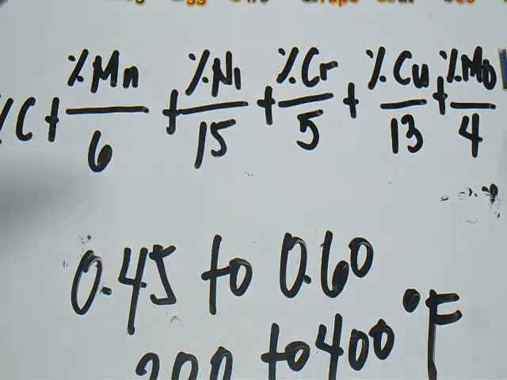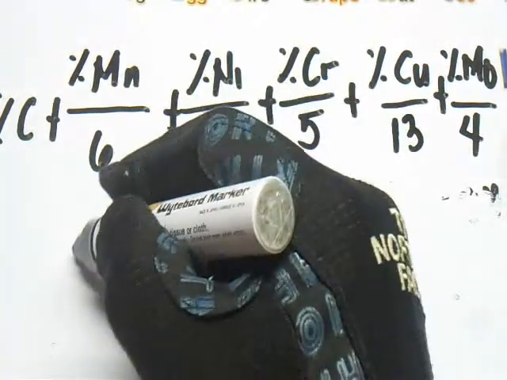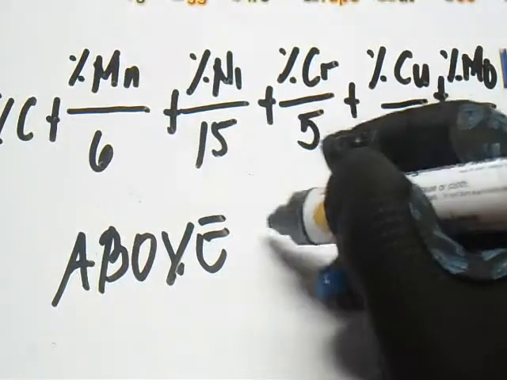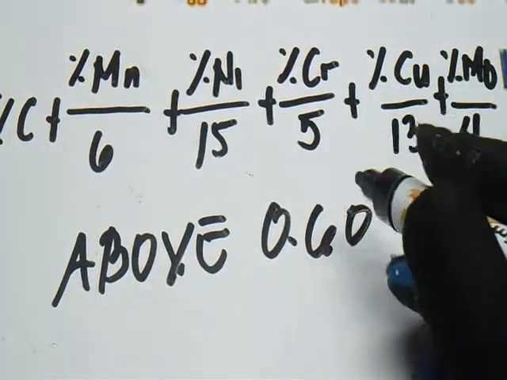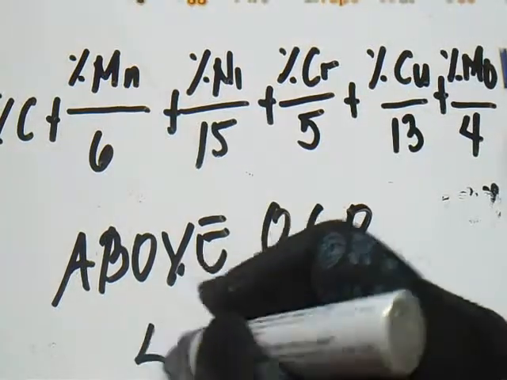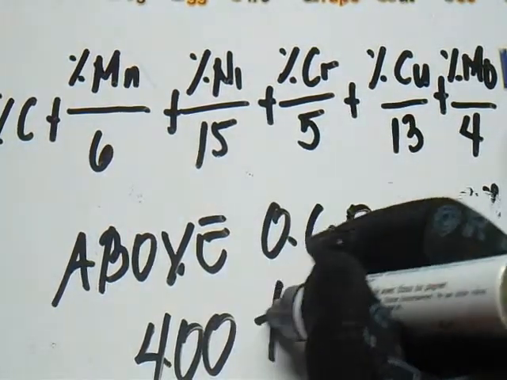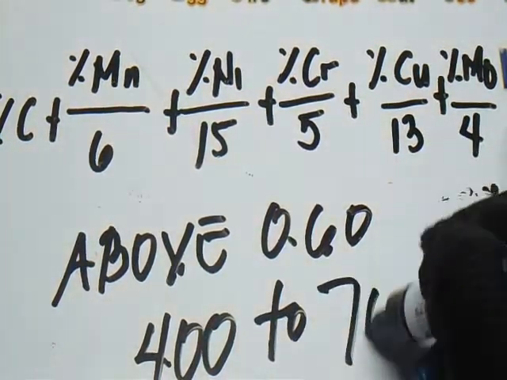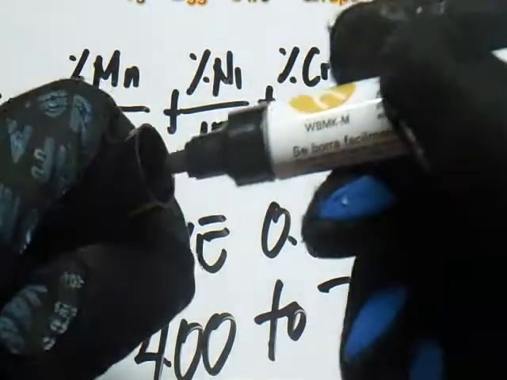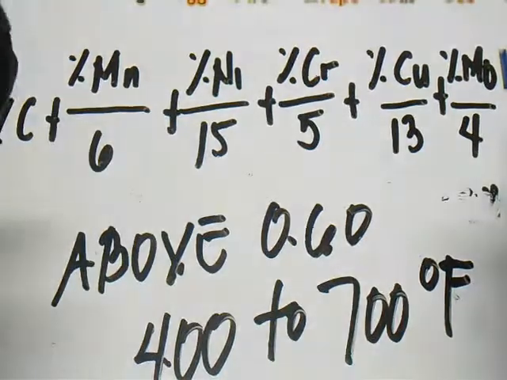Above 0.60, our suggested preheat temperature is 400 to 700 degrees Fahrenheit.